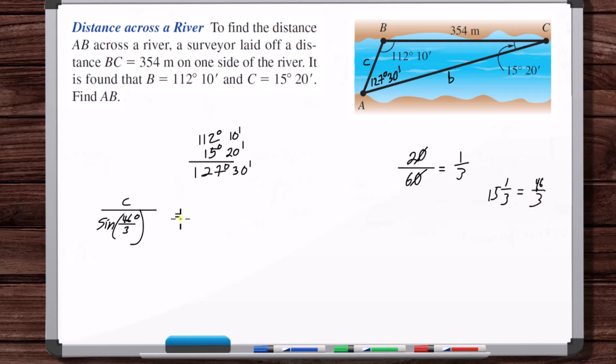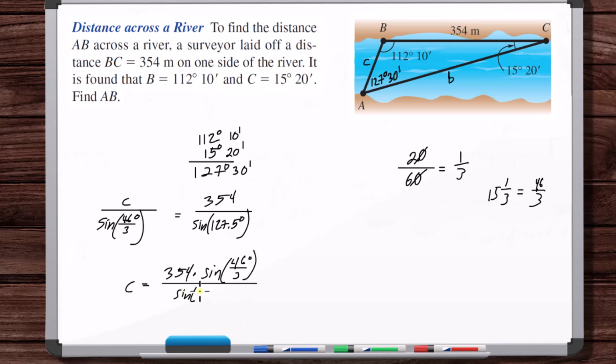Okay, now let's pick another pair of angle and side length. So, well, we have this side length over here. So, okay, 354, and then sine of 127.5 degrees. 30 minutes is a half of a degree. So the distance across the river is 354 times sine of 46 thirds degrees over sine of 127.5 degrees.